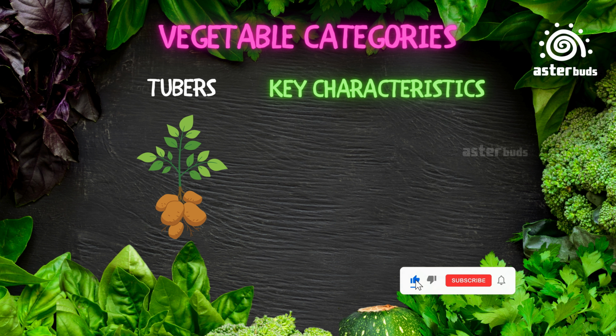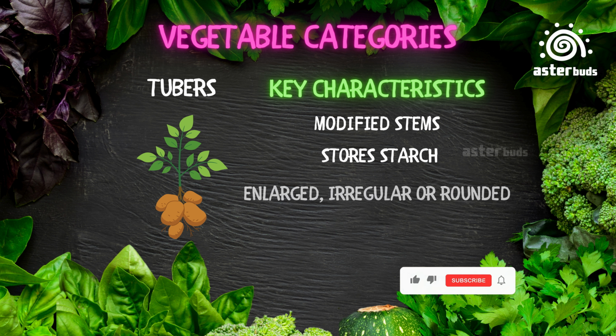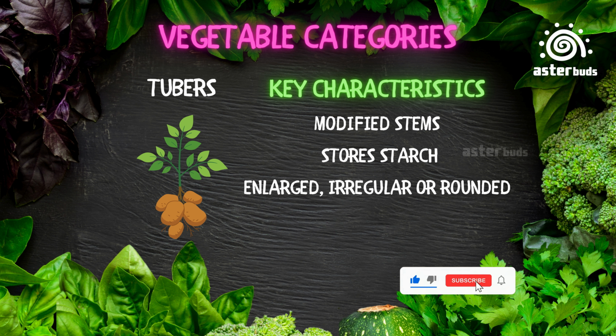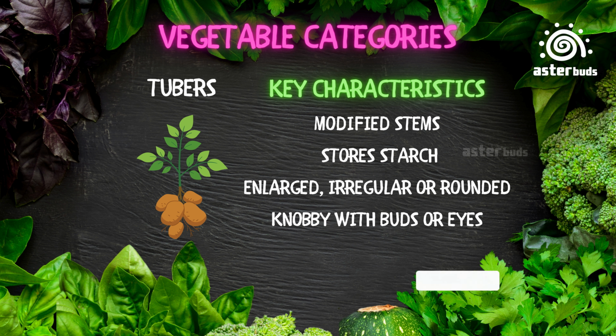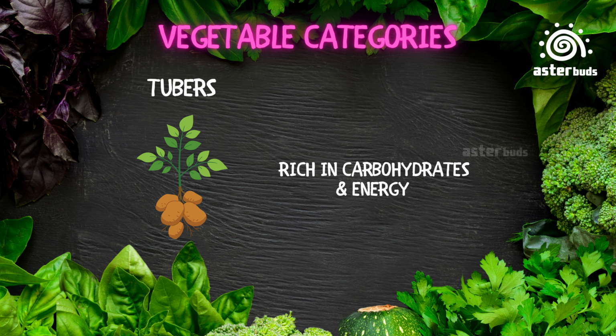Tubers. Unlike roots, tubers are modified stems that store starch, which helps the plant regrow. Enlarged, irregular, or rounded structures, often knobby with buds or eyes that can sprout into new plants. Tubers store energy for the plant. Example: a potato is a tuber that has eyes, nodes, capable of producing a new plant. Tubers are rich in carbohydrates and energy, used for regrowth during dormant periods.